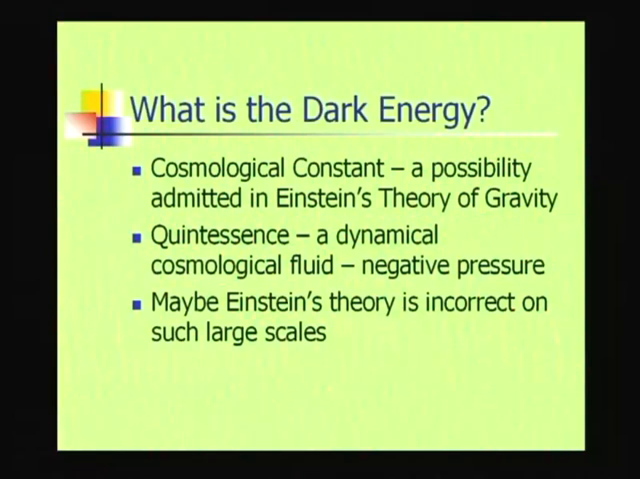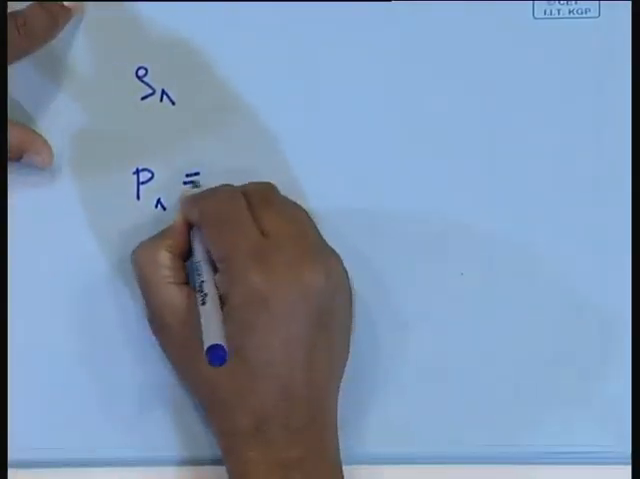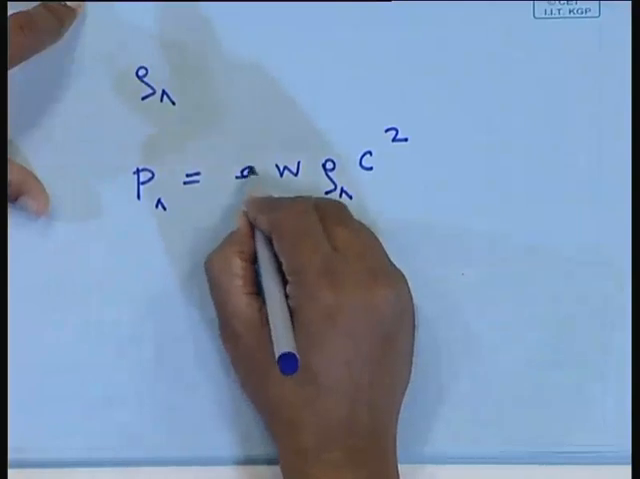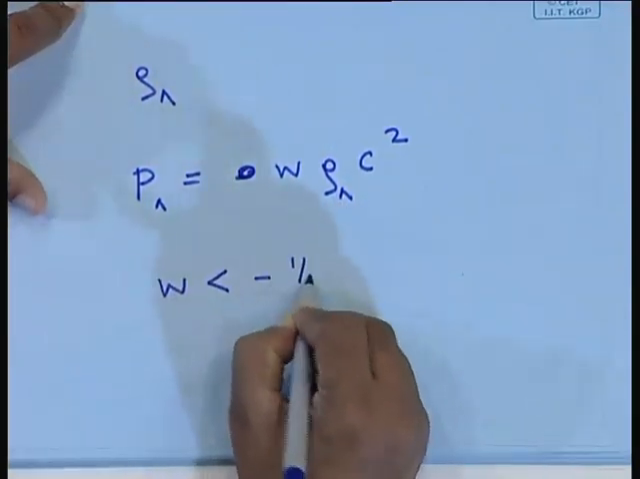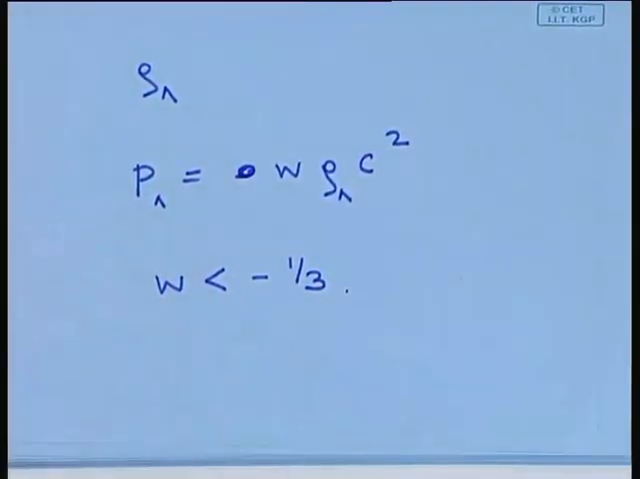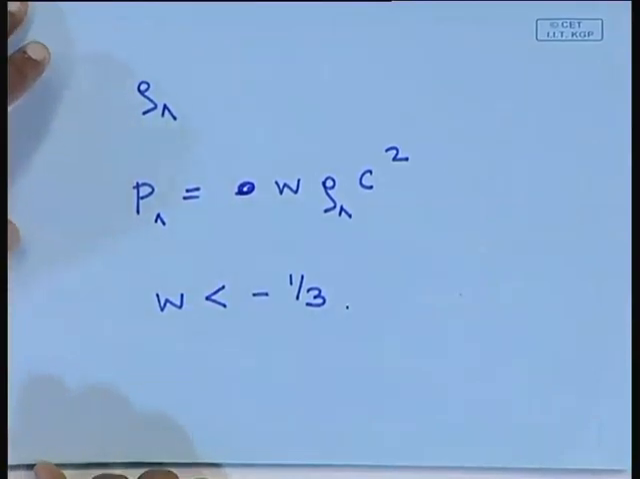So now the question is about this unknown quantity, which has an energy density rho lambda and a pressure. We have discussed that w should be less than minus 1/3, so a quantity like this is required. What this will do is increase the distances as a function of redshift. Now the question is, what is this quantity which has negative pressure and fills the whole universe?